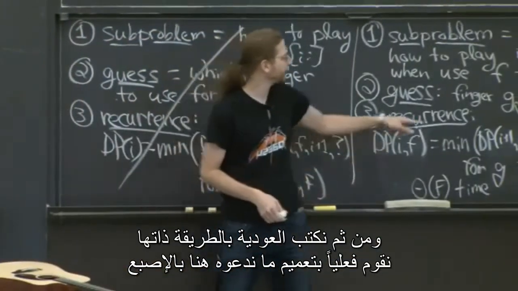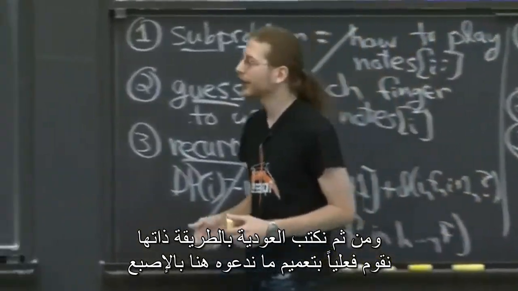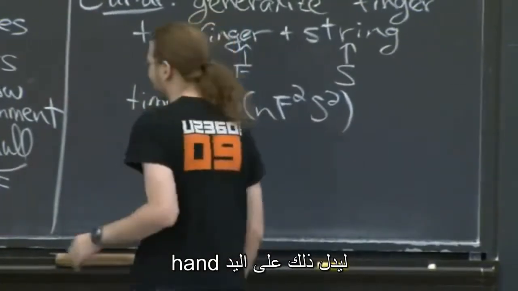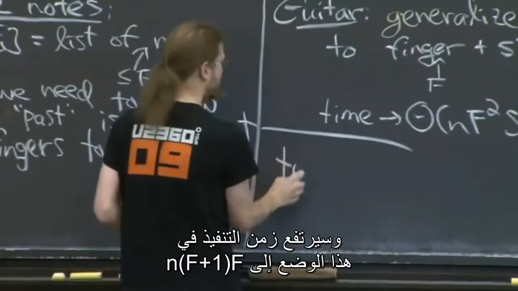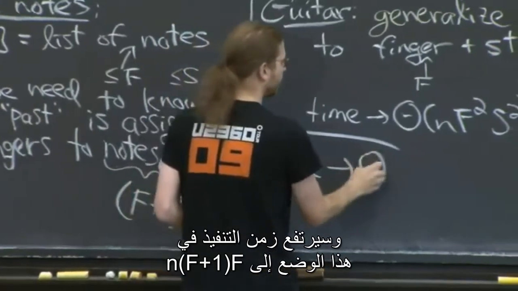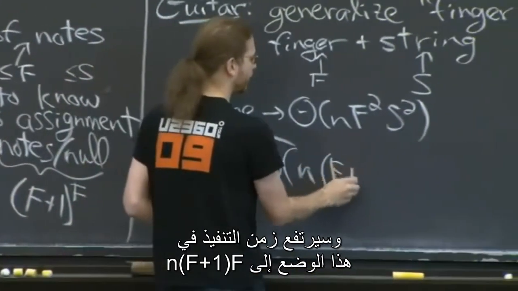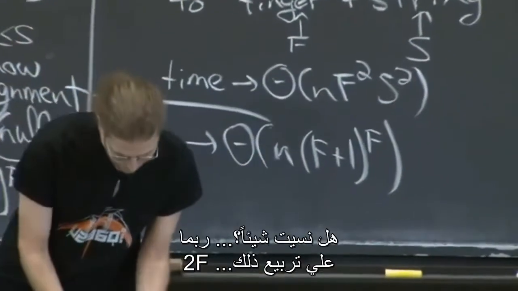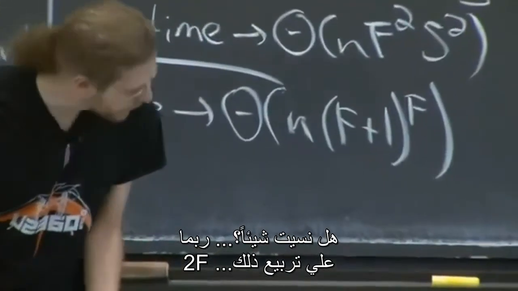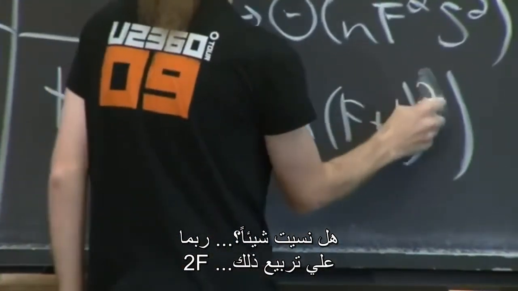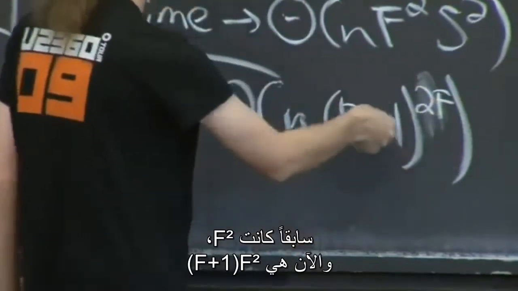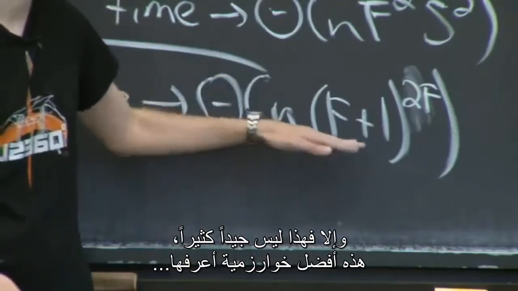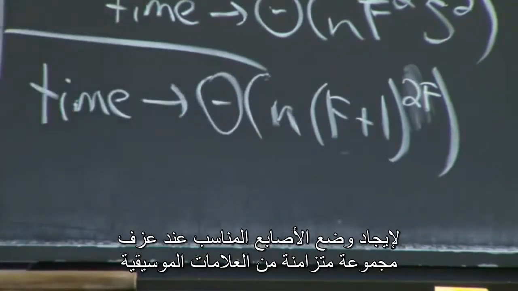So we're basically generalizing. Here we called it the finger. Now it's an entire pose for your hand. Instead of F, you might write H for hand or something. And so the running time in this situation is going to go up to something like n times F plus 1 to the F. Did I miss anything? Probably have to square that. Before it was F squared, now it's F plus 1 to the 2F. So if F is small, this is all right. Otherwise, not so great. But this is the best algorithm I know for chord fingering.